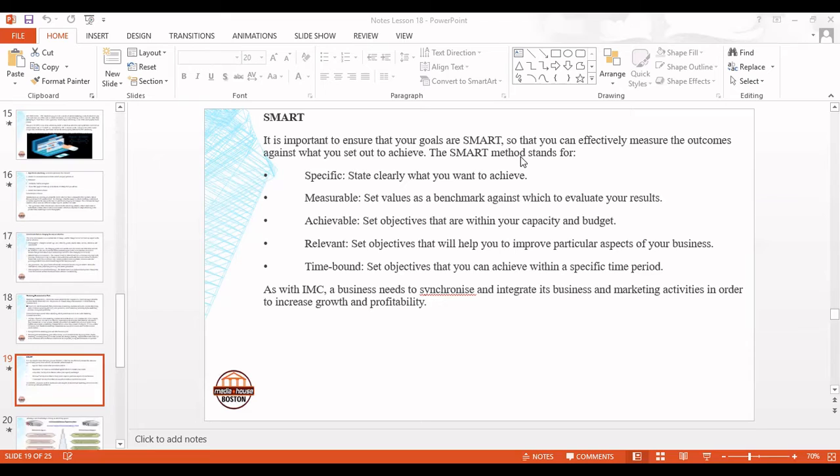So as with integrated marketing communication, a business needs to synchronize and integrate its businesses and marketing activities in order to increase growth and profitability. Okay, so you need to make sure your marketing activities with your business activities, you synergize, you create a bond that should interlink. Your objectives of marketing should not divert from your company's objectives. Rather, they should work together.